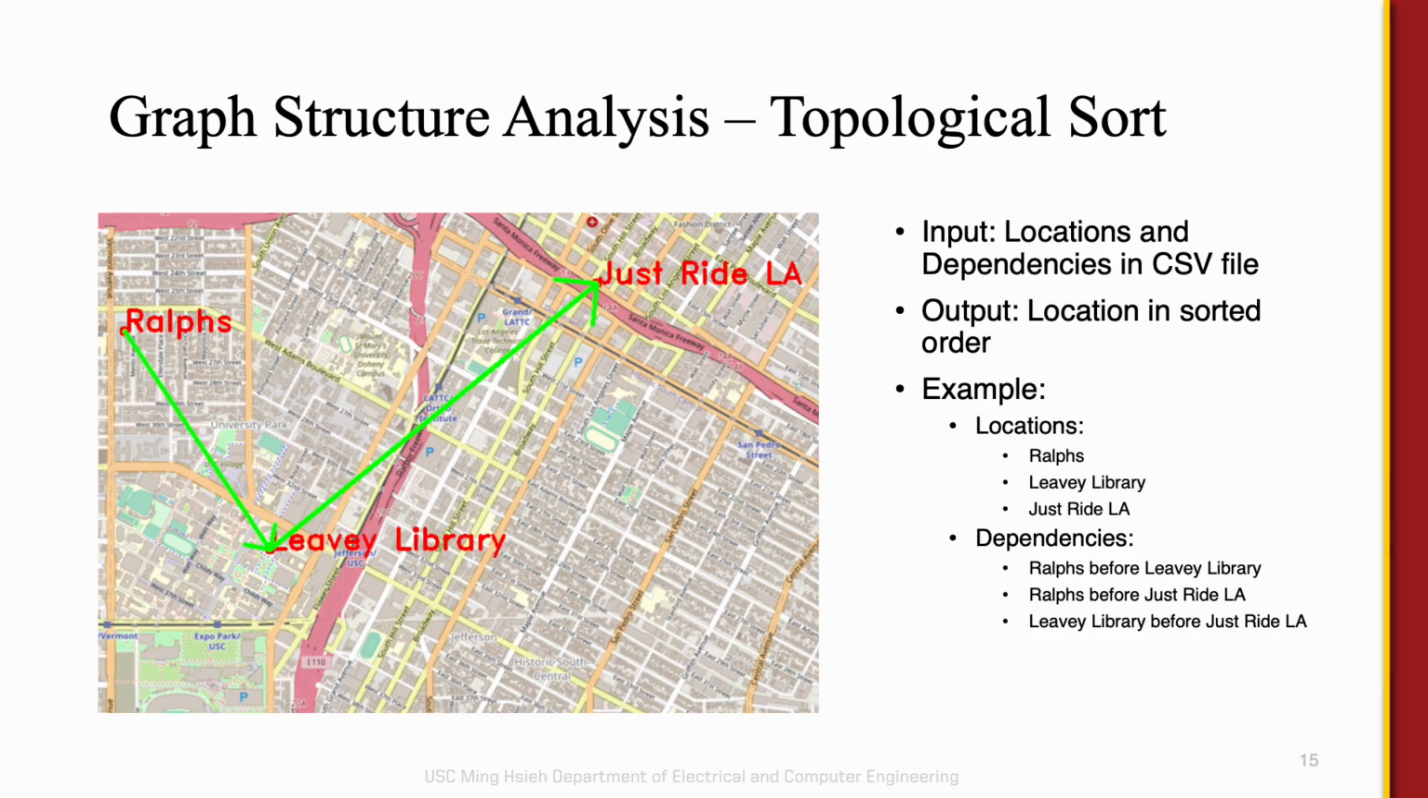Another function is topological sorting. For example, given a set of locations and some dependencies, the application can output a valid visiting order. For example, you want to go to Ralphs, Levy Library, and Just Right LA, and the dependencies are: you have to go to Ralphs before Levy Library, you have to go to Ralphs before Just Right LA, and you have to go to Levy Library before Just Right LA. The system will provide the correct order, which is visiting Ralphs first, then Levy Library, and then Just Right LA.